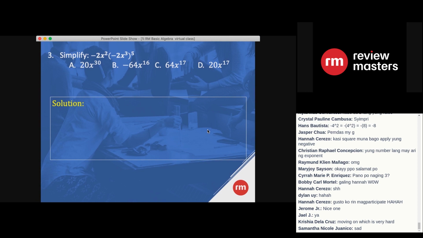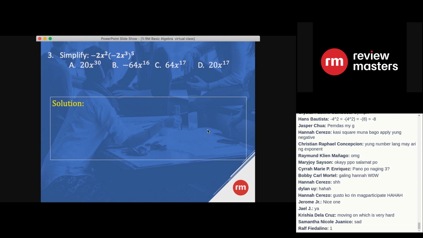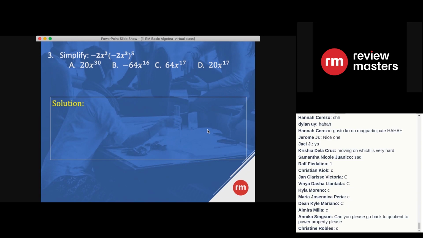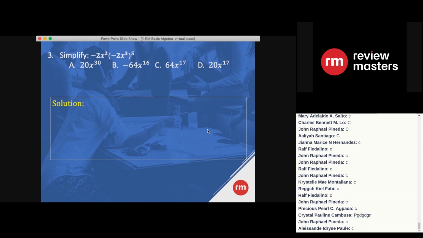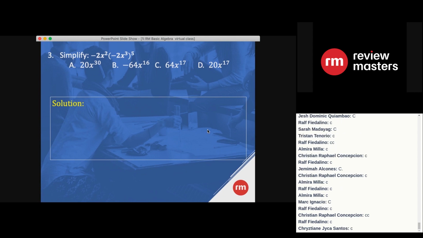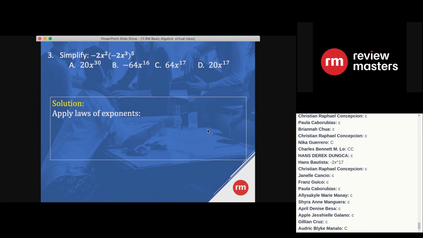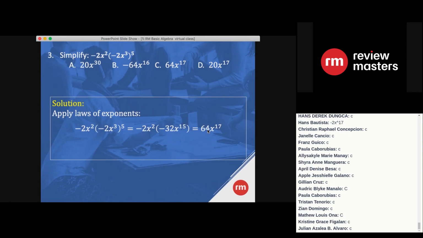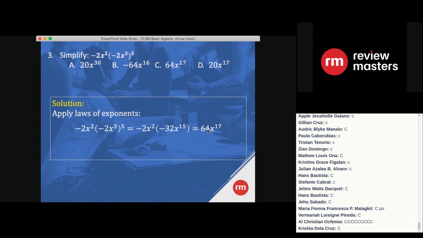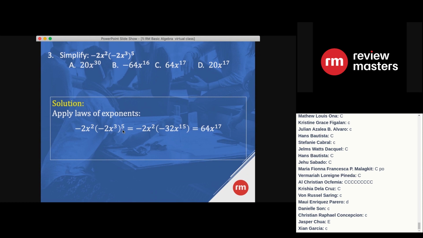Okay, number 3, what is your answer in number 3? Anyone? What's your answer in number 3? Negative 2x squared times negative 2x cubed in parentheses to the fifth. Okay. Very good. A lot of you answered letter C. So, how did we get C? You apply the laws of exponents. Actually, this problem can be answered in different ways, okay? But we're going to use this. We apply the laws of exponents. Negative 2x squared times the quantity, negative 2x cubed to the fifth.